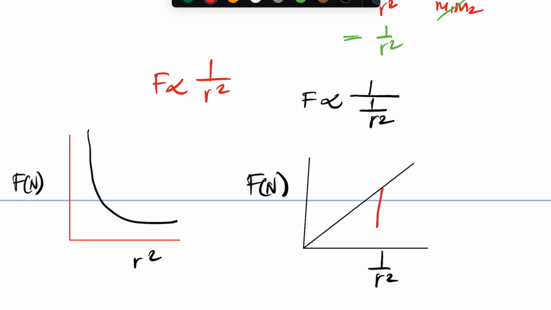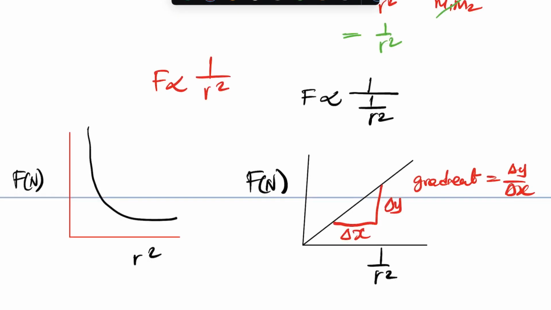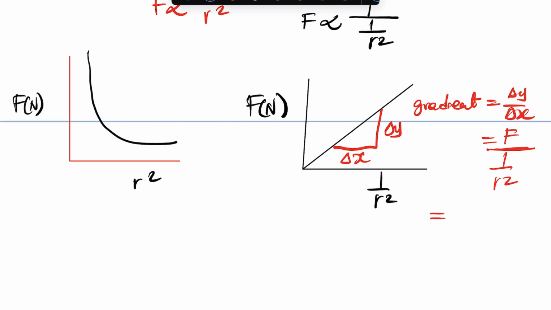Now the gradient there, it's change in y over change in x, that's the gradient, which is change in y over change in x. Change in y, it's going to be the force divided by 1 over r squared. So now we're going to replace the F with the formula. F we're going to replace by m1 times m2 over r squared, and then we have divided by 1 over r squared.